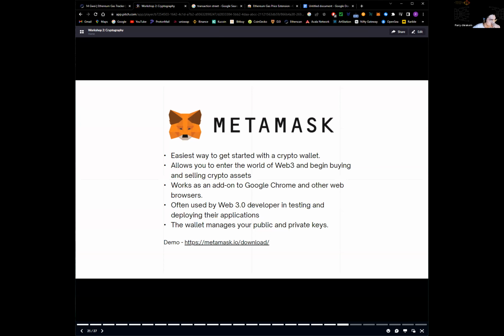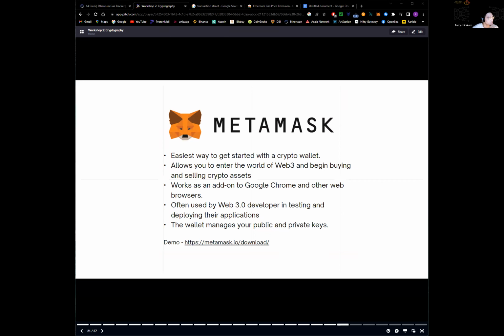So what do you want to do if you want to keep funds over a long period of time? I would recommend you get a Ledger, which is the most popular cold wallet. The reason it's called a cold wallet is because it's not connected to the internet. This is the safest way to store your cryptocurrency, and they accept most cryptocurrencies. So we're going to start off with setting up MetaMask.